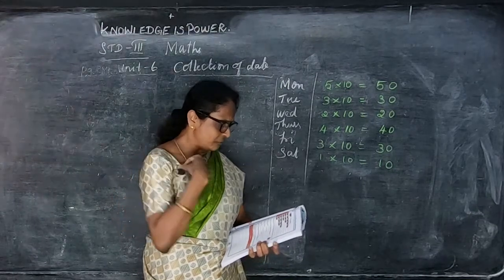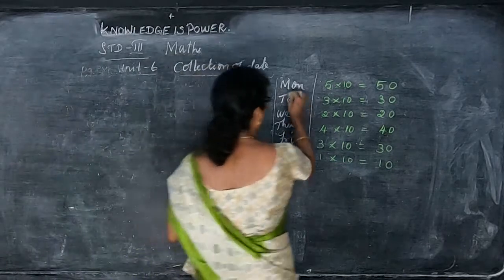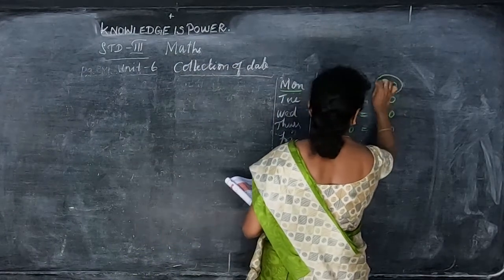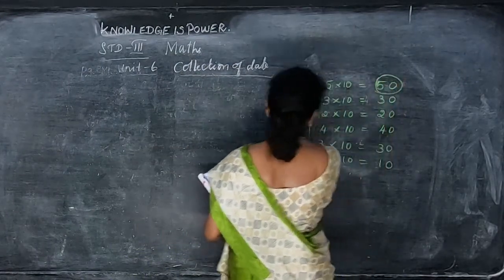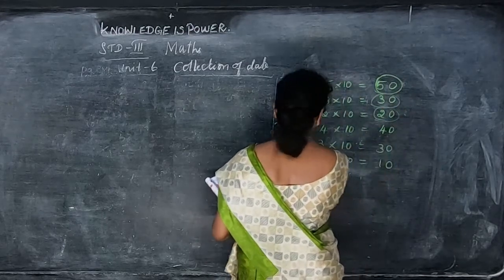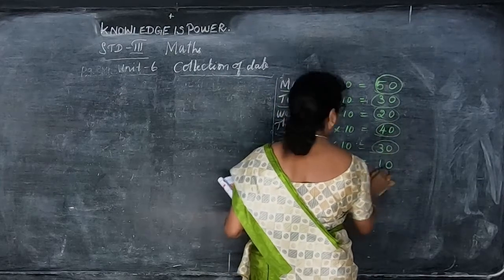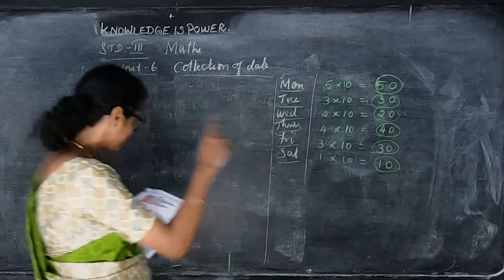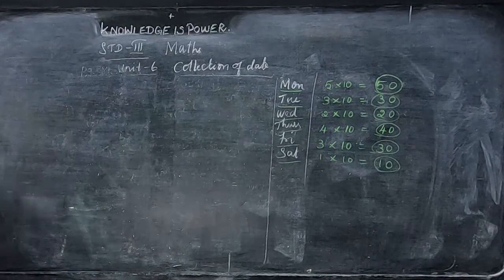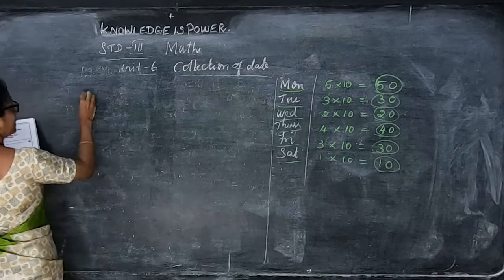Okay, now they are asking the questions. Answer the following questions. So Monday how many chocolates? 50 chocolates. Tuesday 30. Wednesday 20, Thursday 40, Friday 30, Saturday 10. Okay, so we have to say this number. Now we have to answer the questions. Total number of chocolates sold on Thursday.